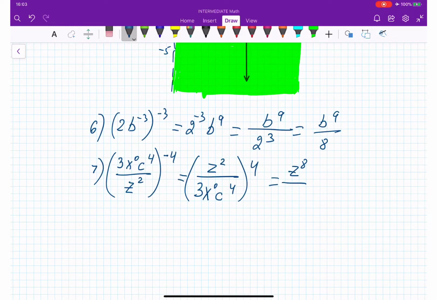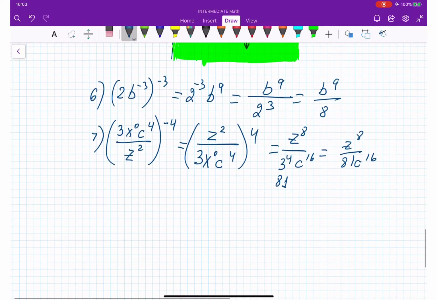Now 3 to power 4 is 81. x to power 0 is 1. That's it. So I don't need to raise it to power 4, because 1 to any power is going to be 1. And c to 4 to power 4, 4 times 4, it's going to be c to power 16. So the answer is going to be z to power 8 over 81, c to power 16.